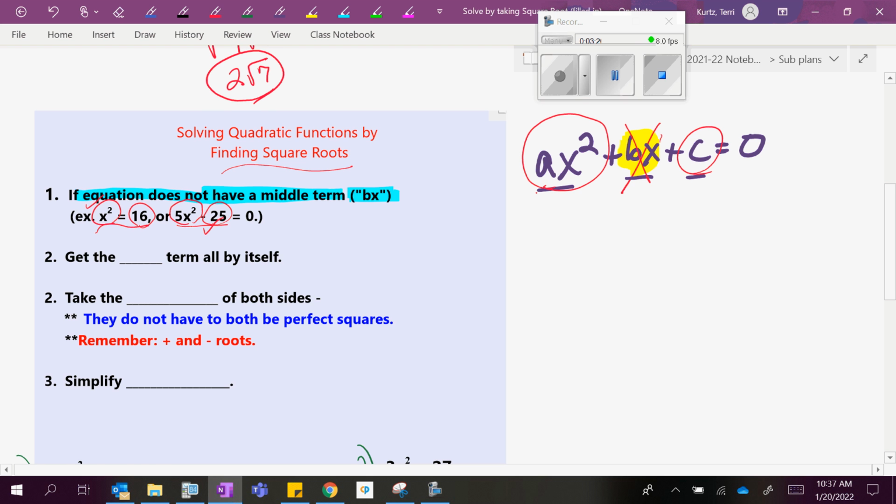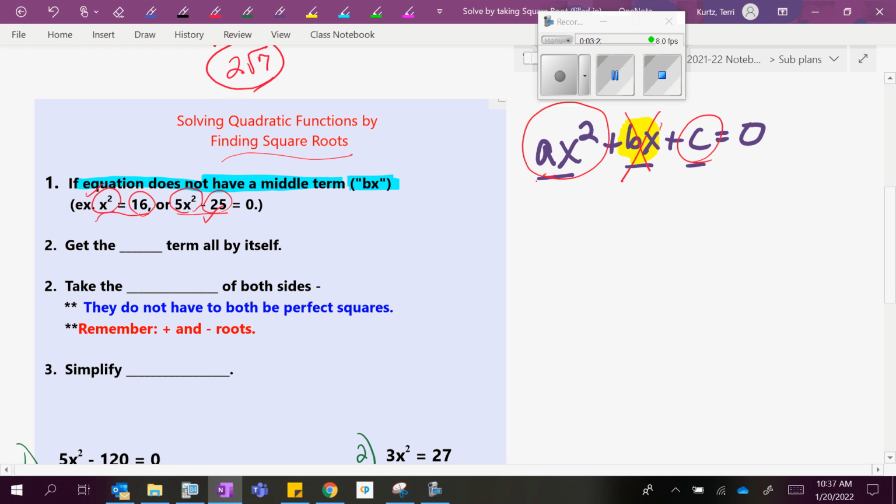You can use it. So when you have this type of equation, the steps are, first you want to get the x squared term all by itself. So you're not setting it equal to 0 anymore. You're trying to solve for x squared. When you get that x squared term all by itself, you want to take the square root of both sides. Now, because we know how to simplify radicals now, we know that they do not have to be perfect squares. They could be perfect squares, but they don't have to be.